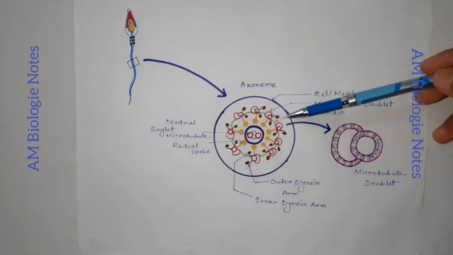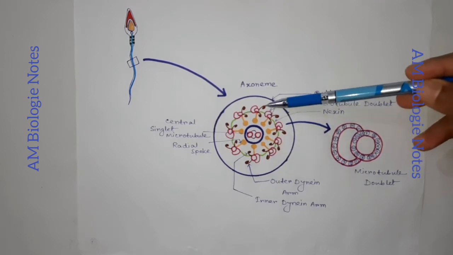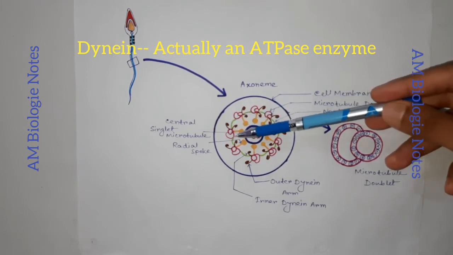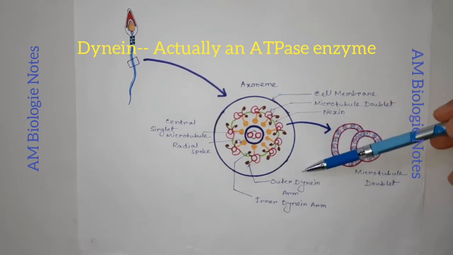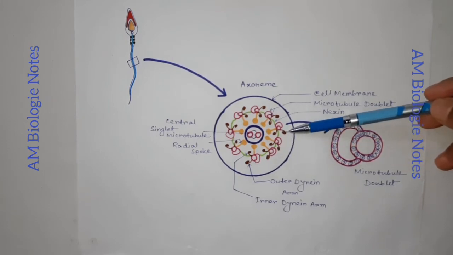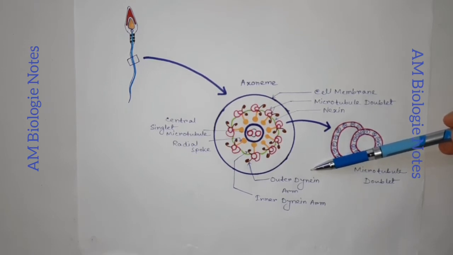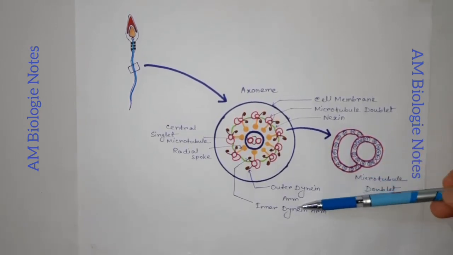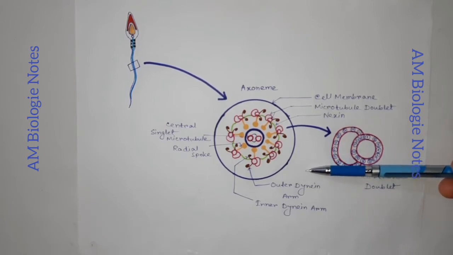There are some other important proteins which are also critical for flagellar function. There is a protein called dynein that remains attached to the microtubules. This dynein actually is an ATPase, an enzyme that hydrolyzes ATP and converts the released chemical energy into mechanical energy to propel the sperm. This energy allows the active sliding of the outer doublet microtubules, causing the flagellum to bend.